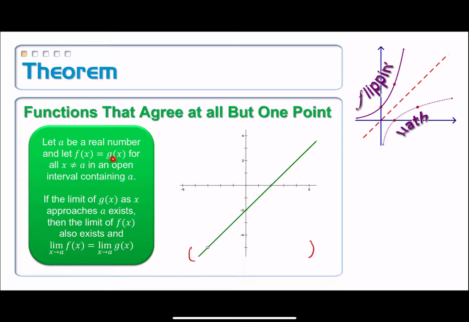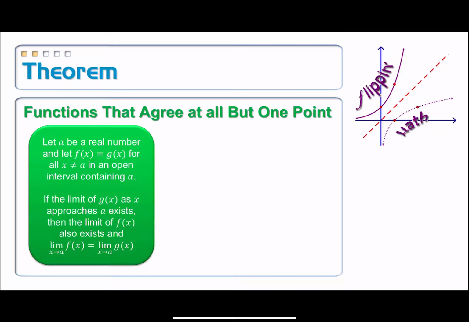If this limit exists, the one for g of x exists, then so does the one for f of x. And then the follow-up to that is not only do they exist, but they're equal to the exact same number. The limit as x approaches a of f of x is equal to the limit as x approaches a of g of x. So let's break this down into that example that we just looked at.